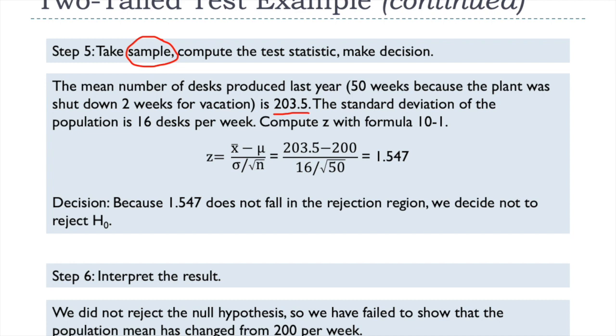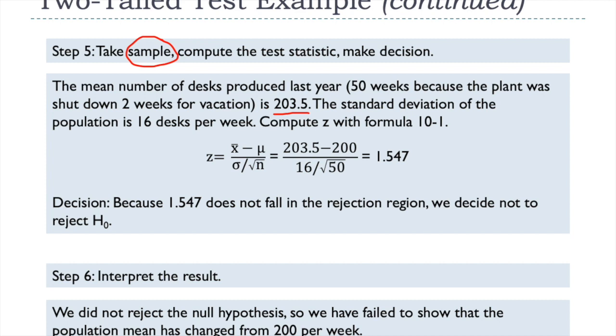So because we didn't reject the null hypothesis, we have failed to show that the population mean has changed from 200. So what would we tell the vice president? We would say, okay, Vice President, the sample information fails to indicate that the new production methods resulted in a change in the 200 units per week production rate.